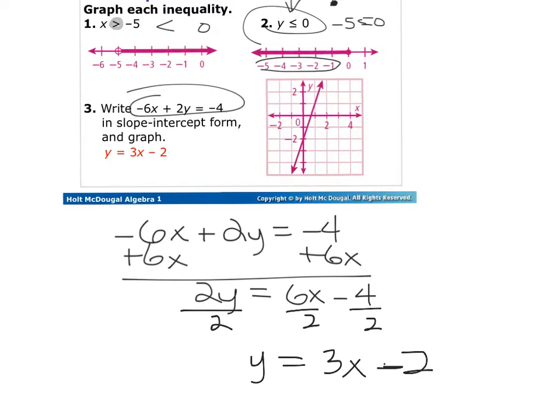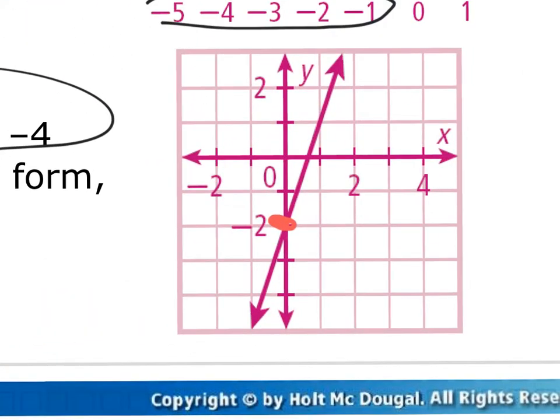When I go to graph this, where does my first point go? -2. Good. So my first starting point is here, which I put right here. And then from there, my slope is the 3. I can make it into a rise and a run. So from this -2, I'm going to go 1, 2, 3 up, and to the right 1. Connect the dots, make your line.